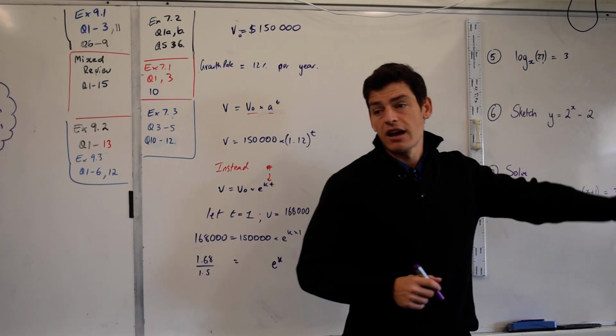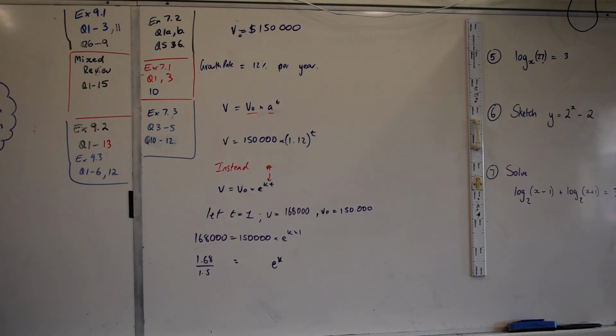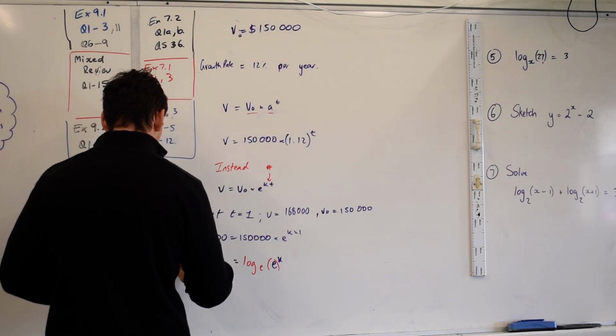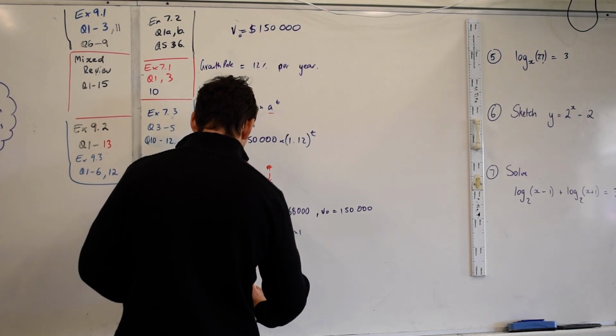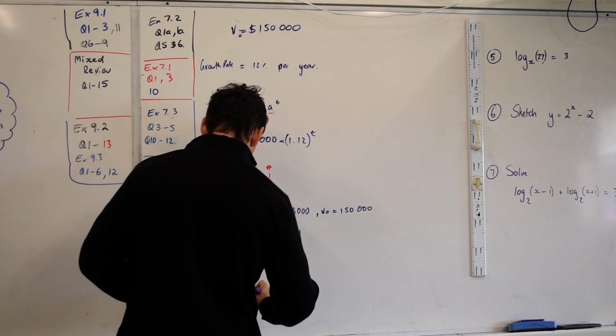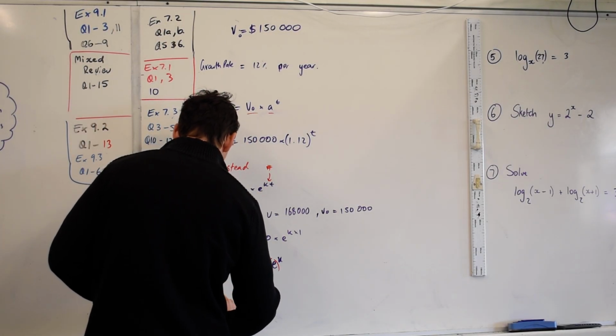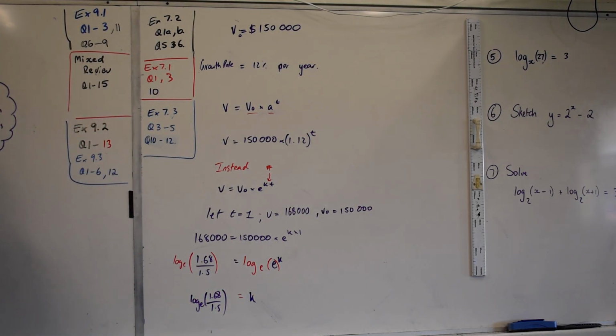If it was tech-free, how would I get to that? So if say 3 to the x equals 5, how would I get to the x? I would log base 3 both sides, correct? So if I want to get rid of this e, what should I do to both sides? Log base e. So I'm going to apply log base e to both sides, and I get k equals log base e of 1.68 over 1.5.